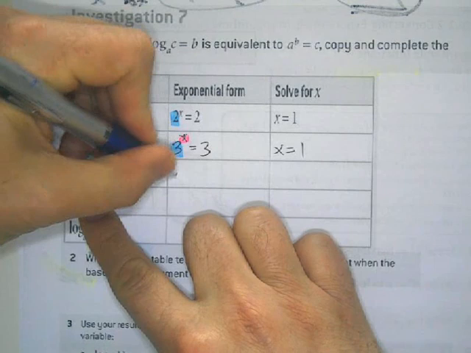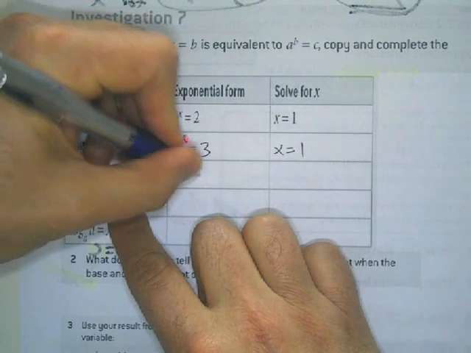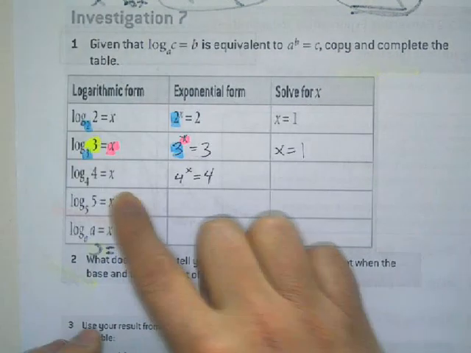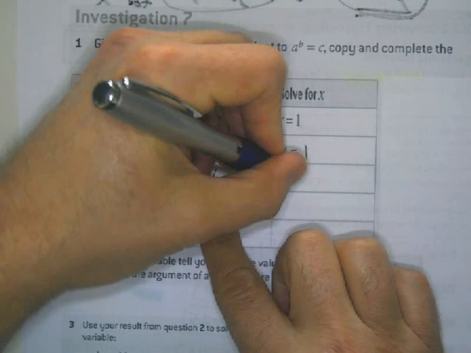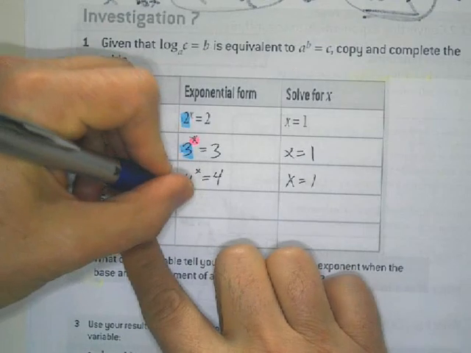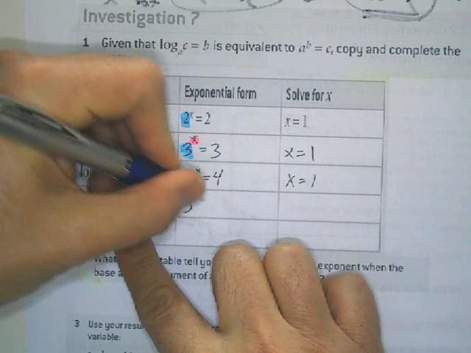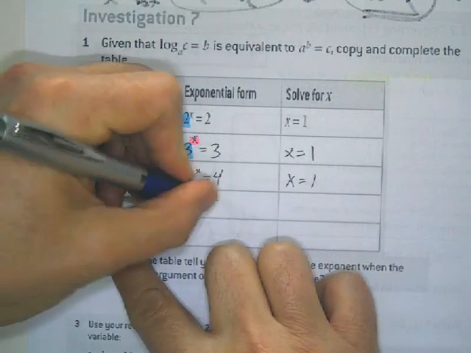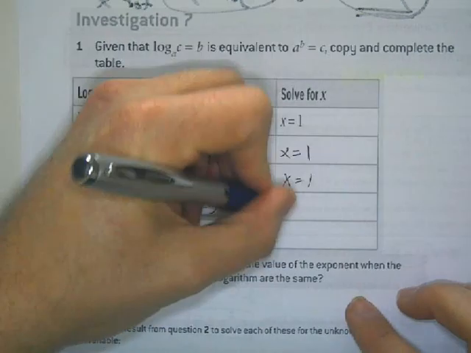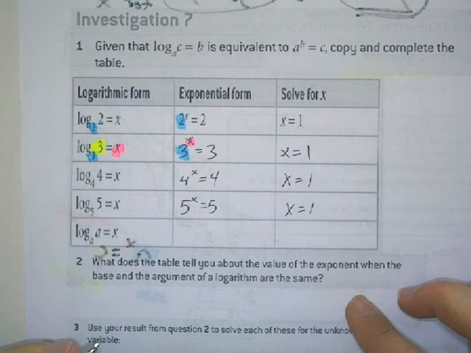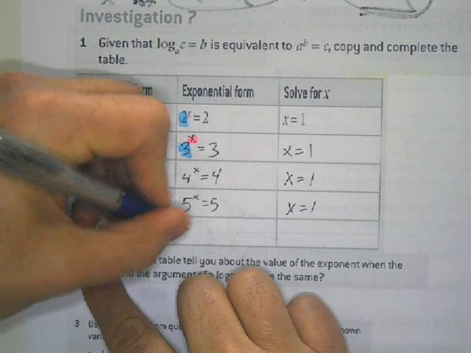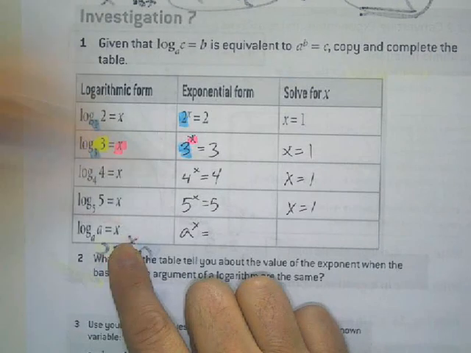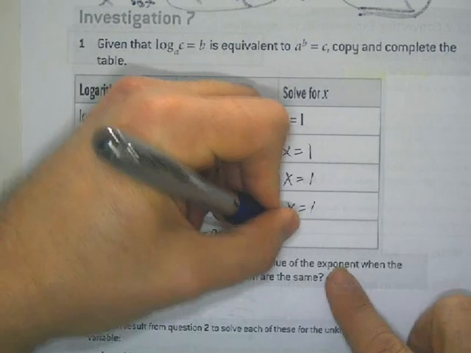4 to the power of x gives me 4. Well, you know x has to be 1. 5 to the power of x gives me 5. We know x has to be 1. I hope you guys are seeing the pattern. A to the power of x is going to give me a, x equals 1.